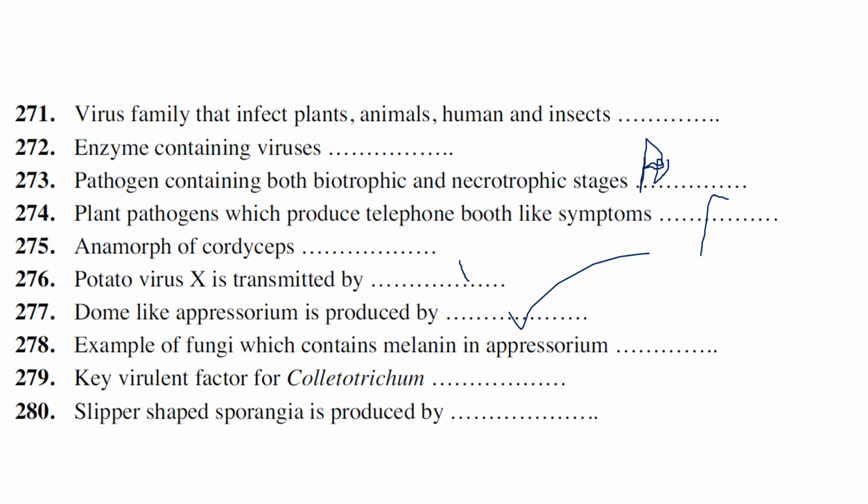Okay, key virulence factor for Colletotrichum. Colletotrichum produces an enzyme called pectin lyase, which acts as a key virulence factor. Slipper shaped sporangia are produced by... I will refer to this question once again. I couldn't recall exactly what produces slipper shaped sporangia. Anyway, I will recall it and definitely comment below in the comment section.